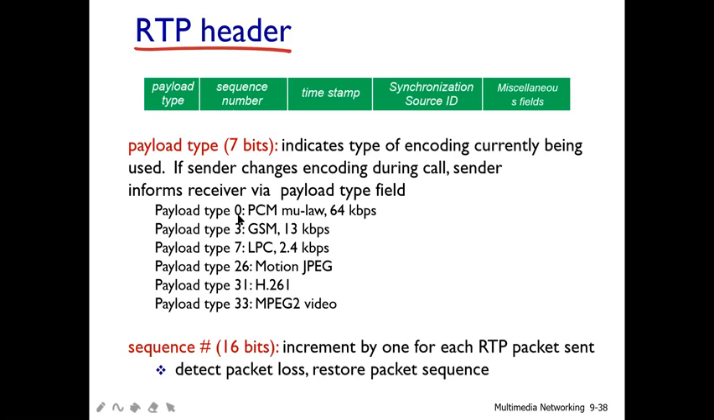If you have 0, then you can understand that it is PCM connectivity with 64 kbps data values. If it is 3, then it is GSM connectivity at 13 kbps. Similarly, we have given some other payload types, which will indicate which type of encoding is currently being used. If the sender wants to change the encoding during the call, then the sender has to inform the receiver so that the transmission will be successful. Now the next one is your sequence number.